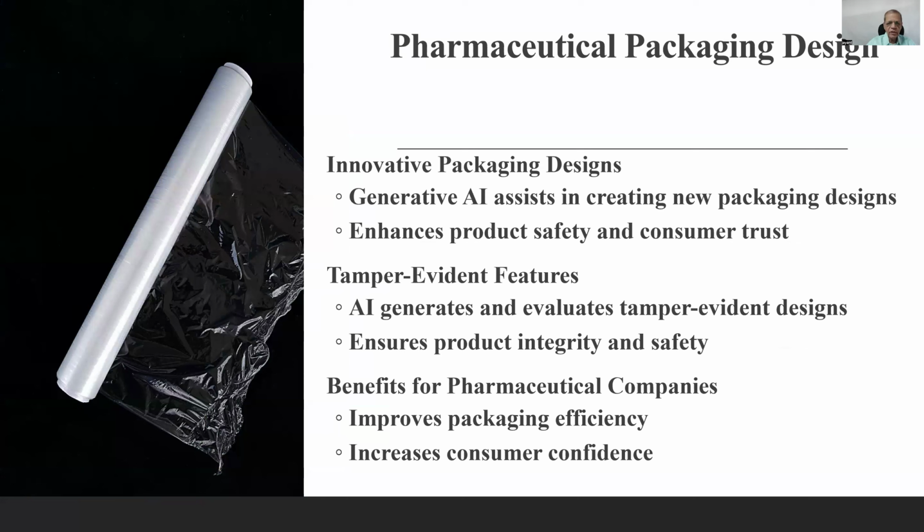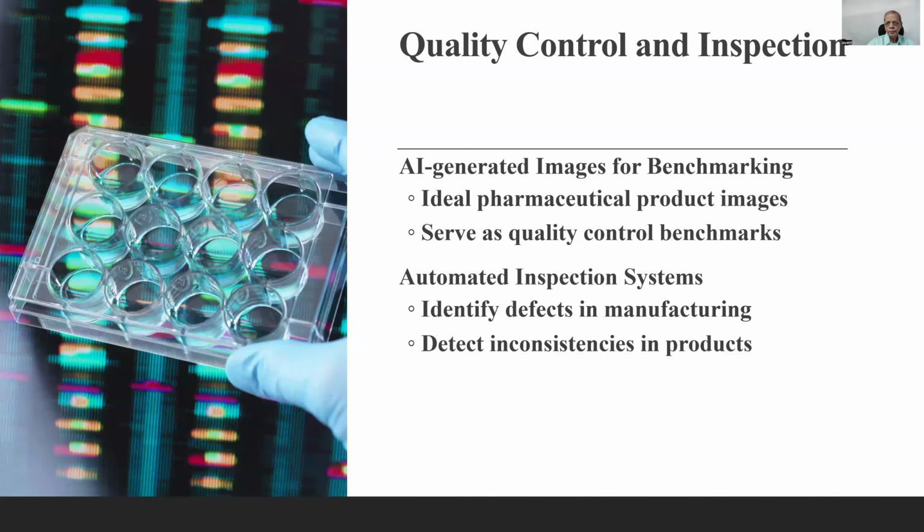This can also lead to innovative pharma packaging designs. Generative AI can assist you in creating new packaging designs and enhance product safety and consumer trust. Tamper-proof features should be incorporated into the packaging so that there are fewer, or probably zero, fake products getting into the supply chain. What do you think? That really improves the packaging efficiency as well as consumer confidence.